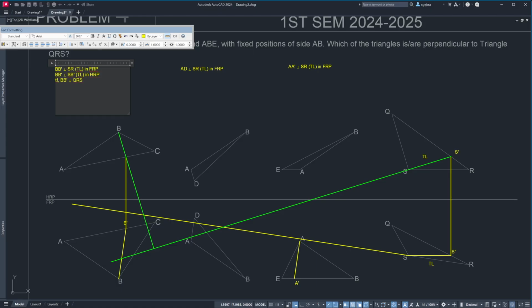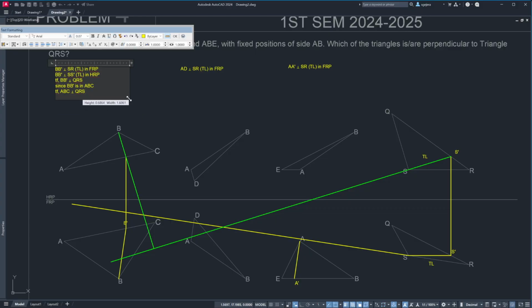And this is an optional, I don't know, statement. You can opt to not write this down. Some students don't write this down anymore, but if you want to be more complete, you can also say that since BB prime is in plane ABC, therefore you can also say that ABC is perpendicular to QRS.